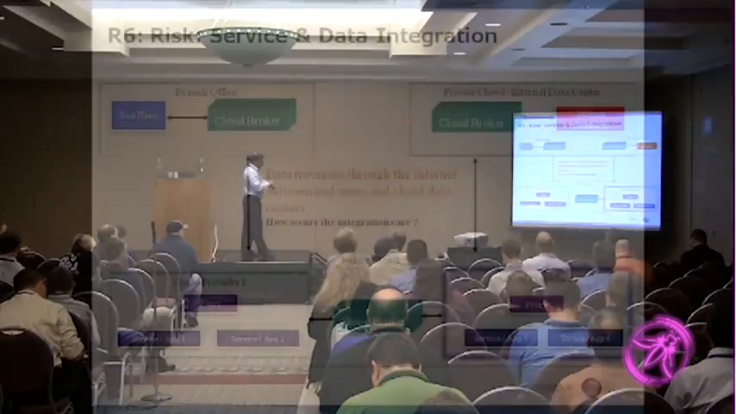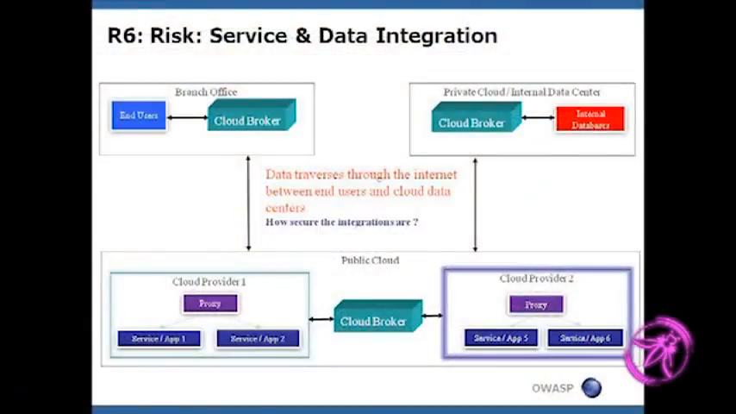The next one is service and data integration. This is one of the models that we're working on in Cisco, where users use cloud brokers to access multiple cloud providers. And the more applications that move out of their internal cloud or internal data center to the public cloud, the more and more requirements come back from those same business units to connect back into the enterprise data stores.